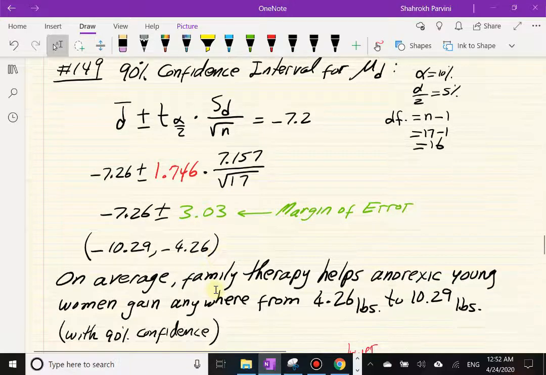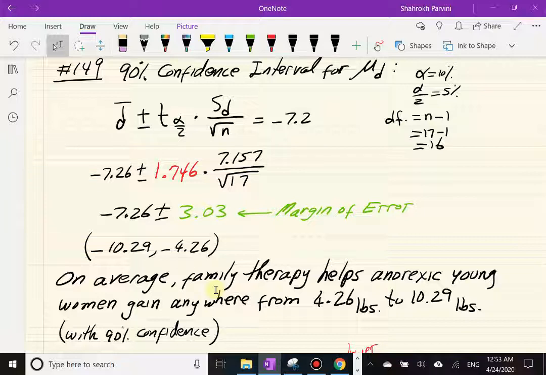On average, it looks like family therapy helps anorexic young women gain anywhere from 4 to 10 pounds on average. And we are 90% confident in that statement. And there you have it.